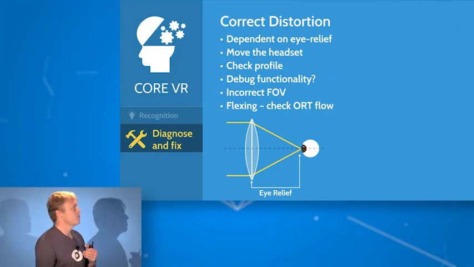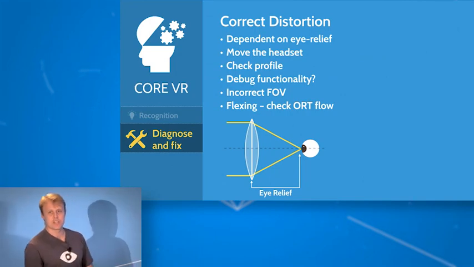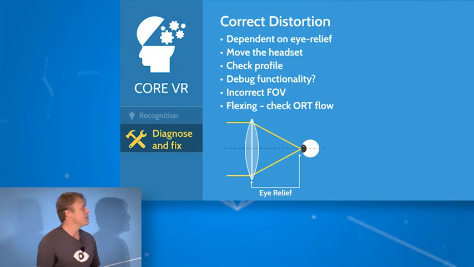Now, perhaps not a particularly well-known thing is that the distortion within VR is dependent on your eye relief, so that distance between your eyeball and the lens itself. So this is something you're going to set in the profile, the config tool. Each person is different, and so if you have the wrong eye relief, then that's the wrong distortion for you.